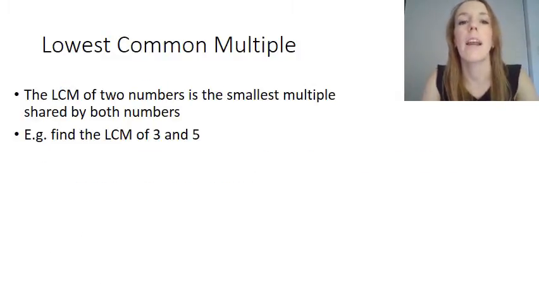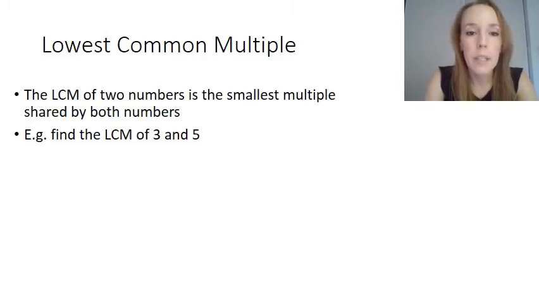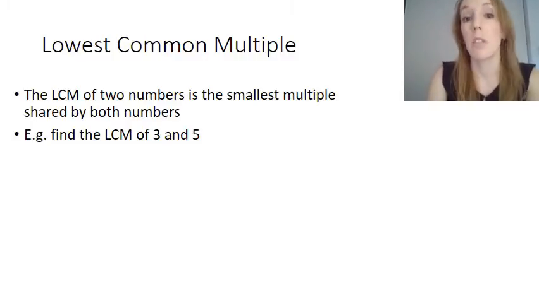The next thing we're going to look at is the lowest common multiple. So the lowest common multiple of two numbers is the smallest multiple that's shared by both of those numbers. So I've got an example here to do. So find the lowest common multiple of 3 and 5. So the first thing you're going to do is list all the multiples of each of those numbers. So we'll start with 3.